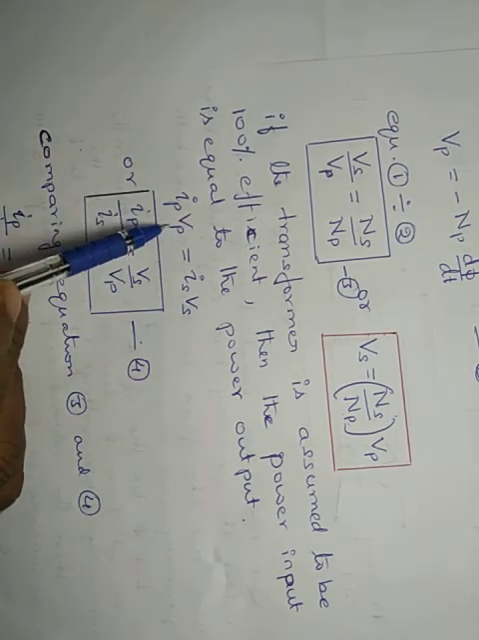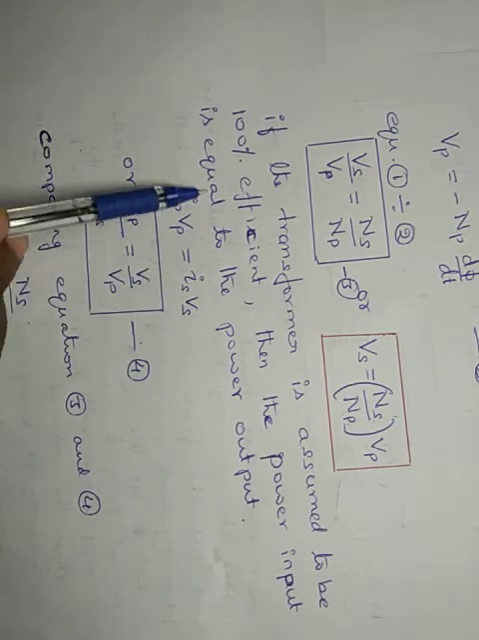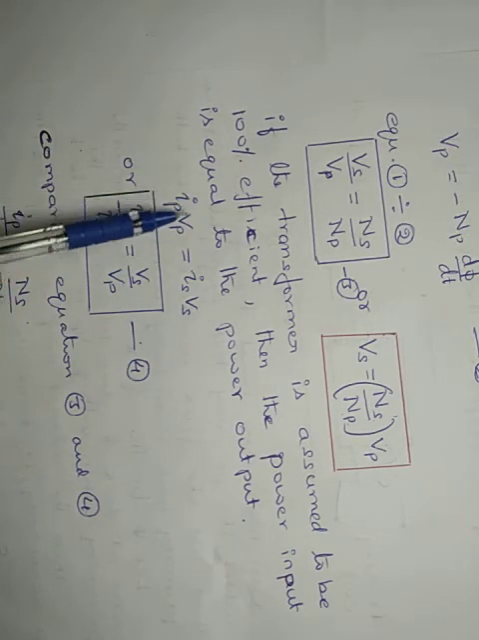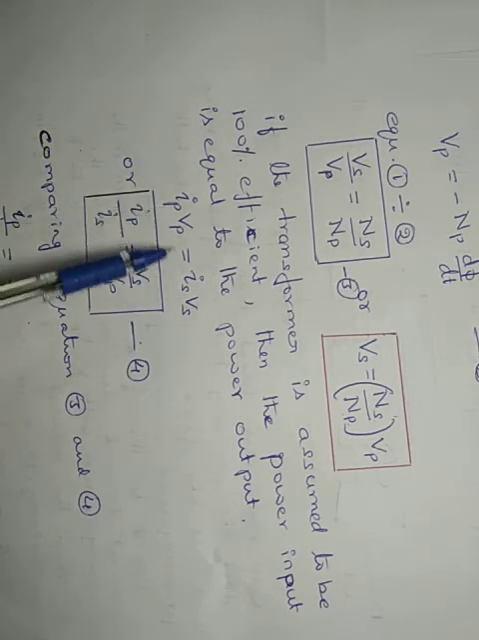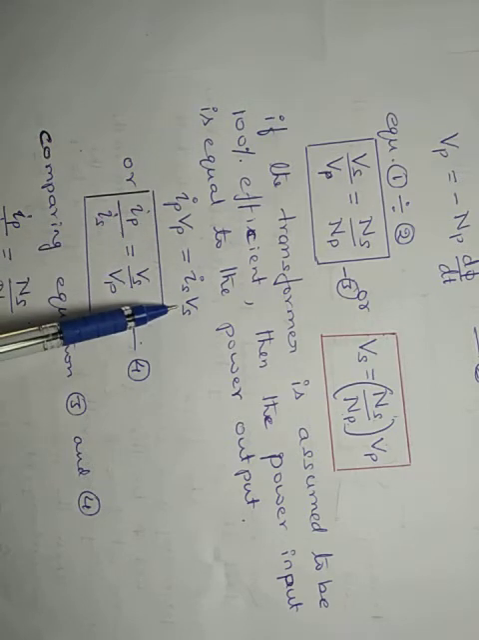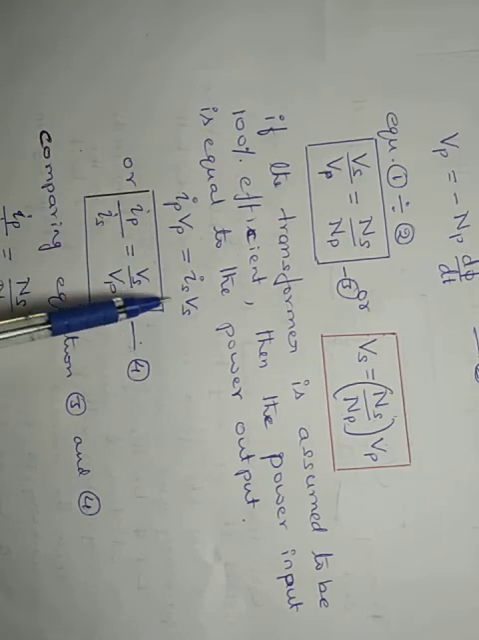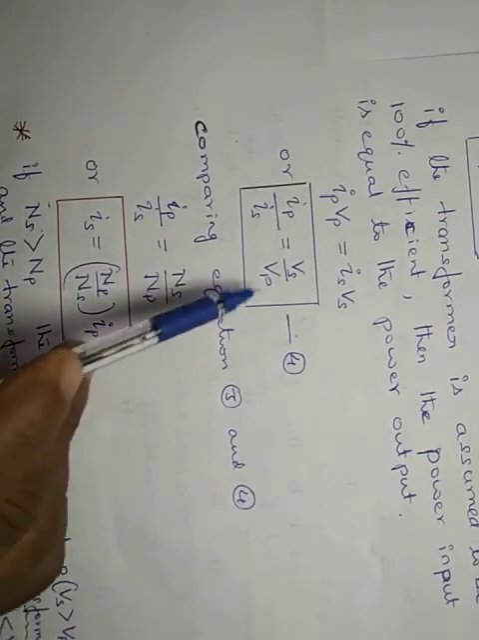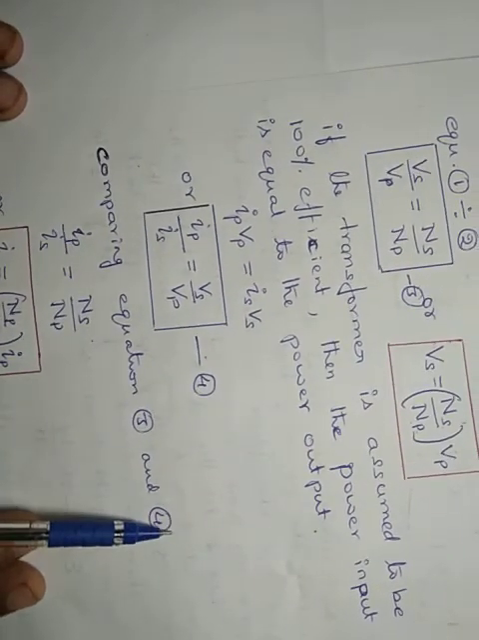IPVP is the input power, ISVS is the output power. If we assume the transformer is 100% efficient, input power is equal to output power. Now rearrange. Bring IS to the left hand side, VP to the right hand side, you will get IP by IS equal to VS by VP. Let it be equation 4.